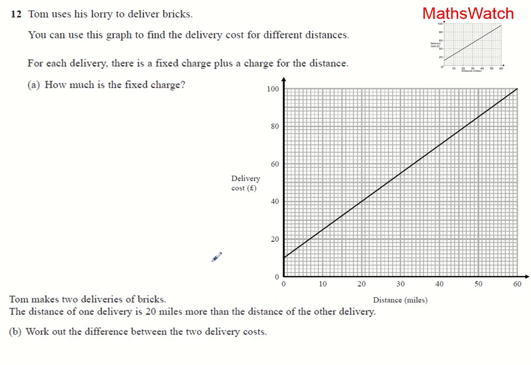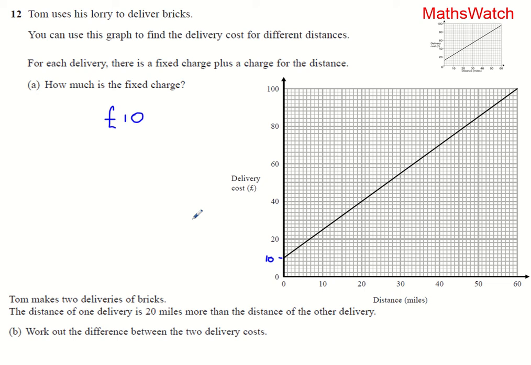Question 12. Tom uses his lorry to deliver bricks. You can use this graph to find the delivery cost for different distances. For each delivery there is a fixed charge plus a charge for the distance. How much is the fixed charge? Now a fixed charge is where you are charged something without anything having changed in terms of distance. So on here, if we're travelling no miles, we are still being charged £10 because that is directly in the middle of 0 and 20. So in this case the fixed charge is £10.